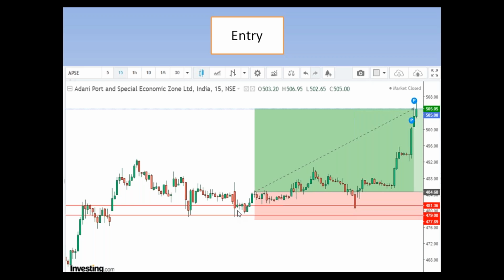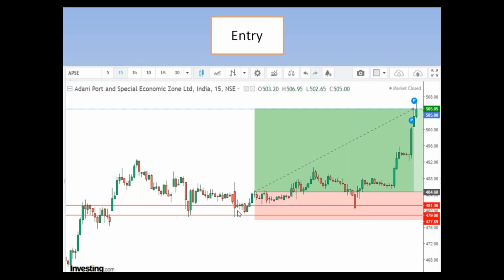What are the confluences or confirmations we are getting? First of all, we have a key level. The trend is in our favor. Price came here, created a wick, and then moved. Okay. So that means this wick rejection is telling us that the price is respecting the key level.